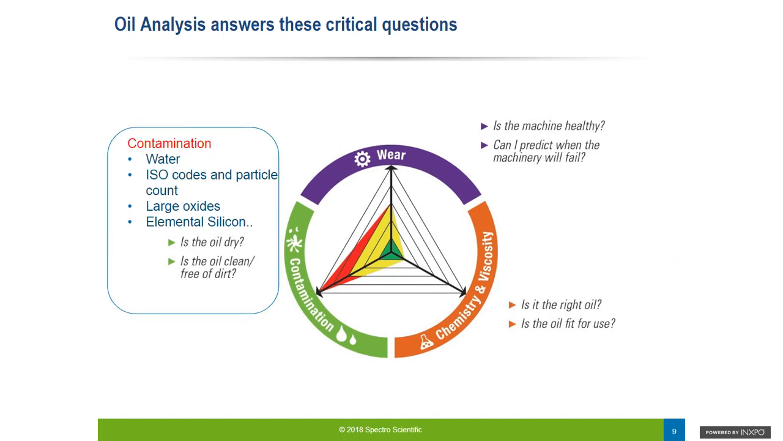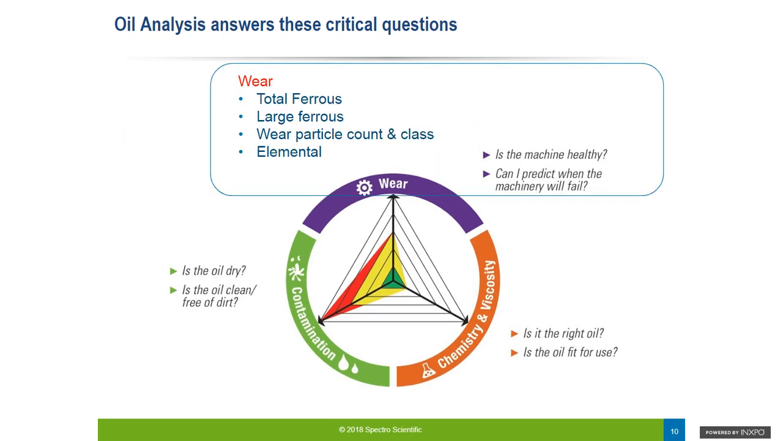For contamination, water contamination, ISO codes and counts, presence of large contaminants like oxides, elemental silicon, and other elements. These all address the question of is the oil clean and free of dirt? Finally, then, the all-important category of machinery wear, total ferrous content, the presence of large ferrous particulate, wear particle counts, the type of wear particle it is, cutting, sliding, etc., and the elemental constituents.